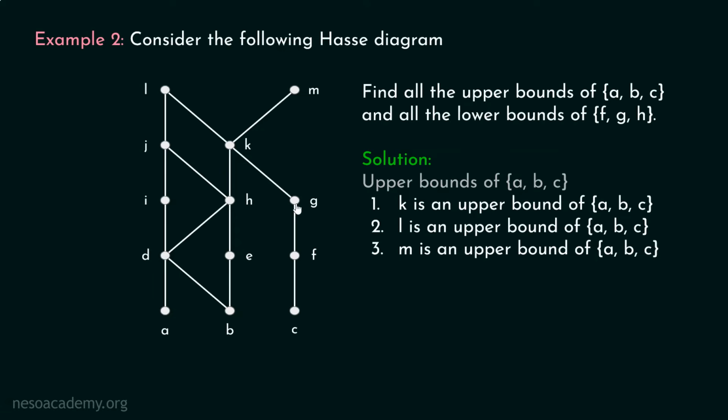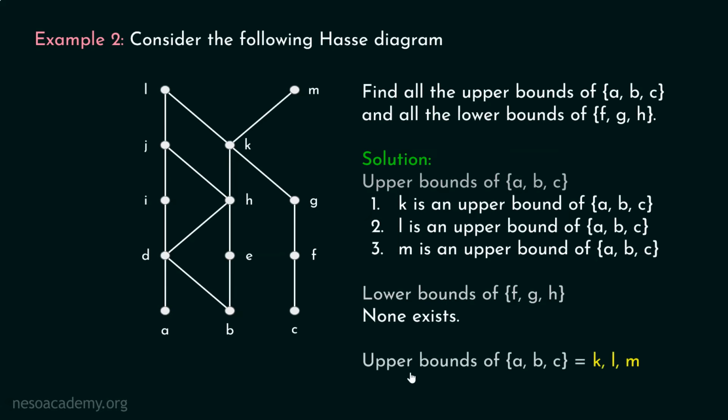After this, you can see that out of these three elements A, B, and C, no one is a lower bound of F, G, and H. Therefore, it is clear that no lower bound exists for F, G, and H, right? Because there is no common point between F, G, and H. There is no common path, right? There is no element which is related to all these three elements. Therefore, lower bound does not exist.